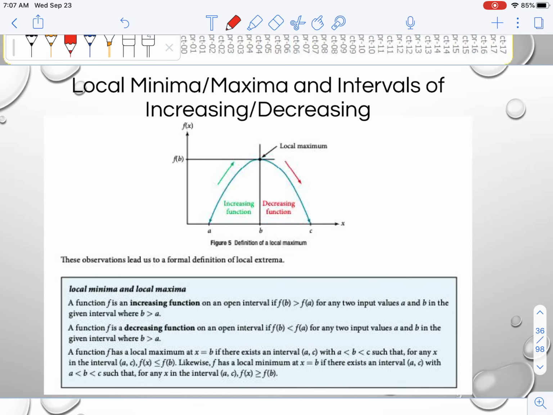All right. So local minima, local maxima, and intervals of increasing and decreasing. So a function is increasing on some interval a through b if f of b is greater than f of a, right? Assuming that b is greater than a. So essentially I'm moving from left to right from a to b, and my y value f of b is greater than my y value at f of a. Okay, thus I would have an increasing function here.